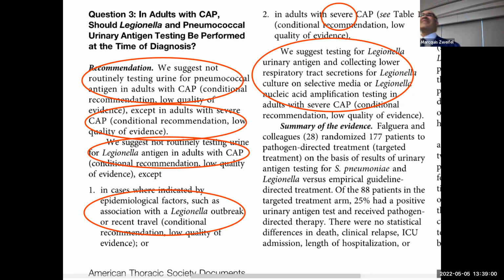Anyway, they suggest not routinely sending urine Legionella, except if you have some outbreak or the community has some Legionella, also if you have severe pneumonia. So for severe pneumonia, send urine strep antigen, and simply anybody in the PCU or in the ICU should get urine strep antigen and Legionella antigen. You can also send Legionella antigen on the BAL. Okay, so Legionella PCR. On the floor, it's up to you because it's a suggestion not to do.